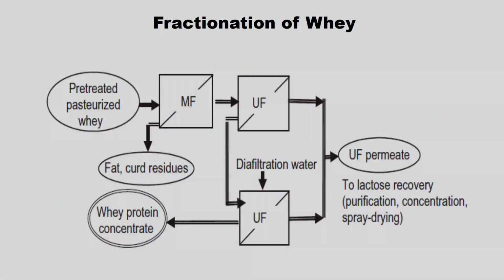So, this is the flow chart where microfiltration is first used. Here pre-treated as well as pasteurized whey is fed into the microfiltration, which gives fat and curd residues, and the whey further goes to ultrafiltration. We use diafiltration water here, and if needed it is ultrafiltered a second time. What we get is ultrafiltered permeate for lactose recovery, which goes to further purification, concentration as well as spray drying. Whatever we get out of the ultrafiltration retentate is nothing but a whey protein concentrate.